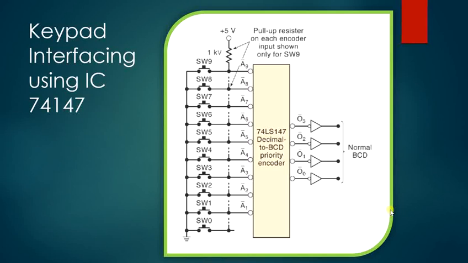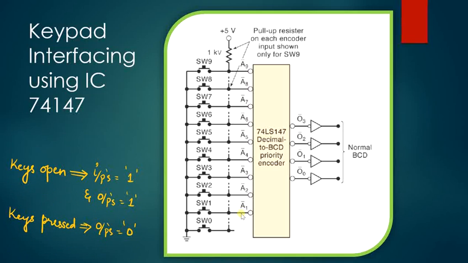So when the keys or the switches that we use are all open, all the inputs will be at logic 1, and when the keys or the switches are closed, the corresponding output will be active low. So when the keys or the switches are open, you will have input 1 and output will be 1. When the keys are pressed, the output will be equal to logic 0.